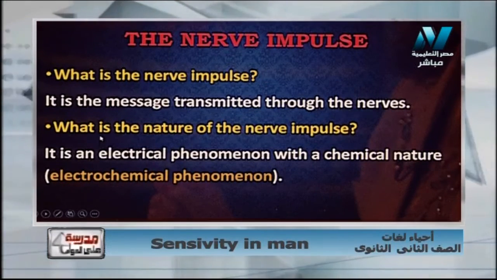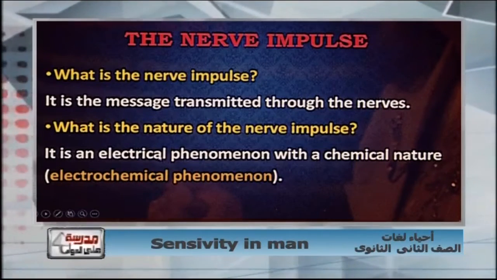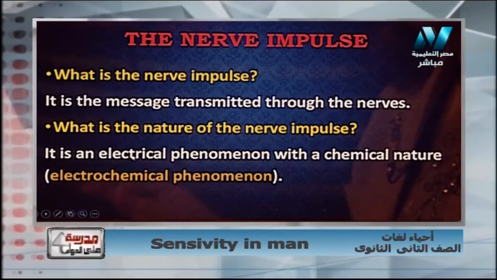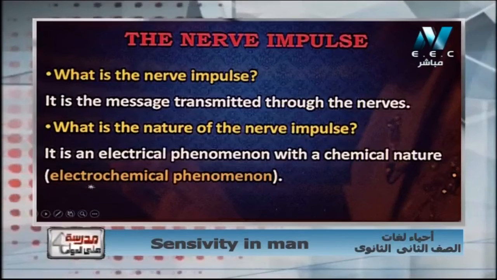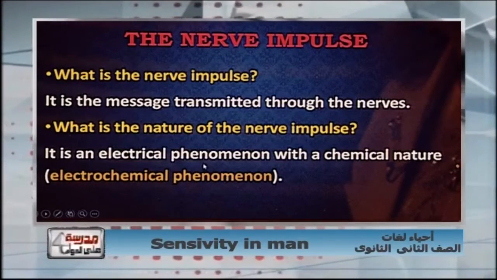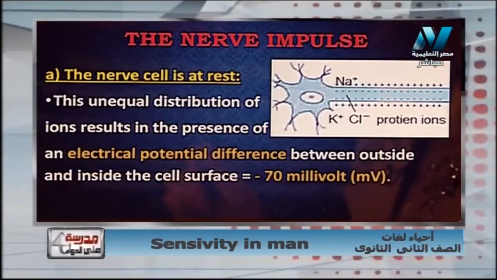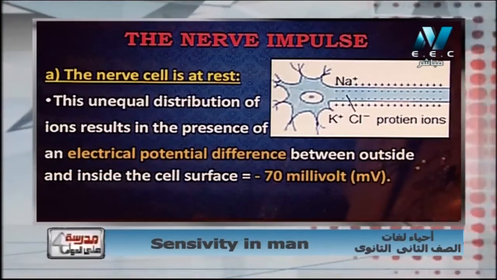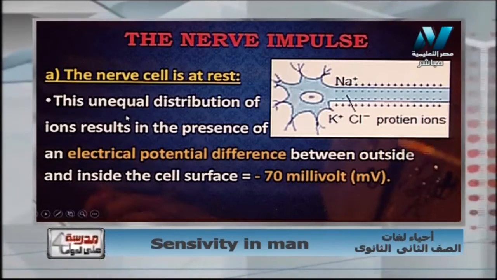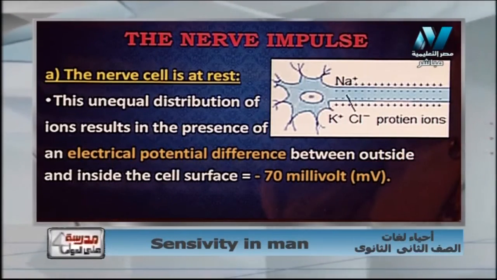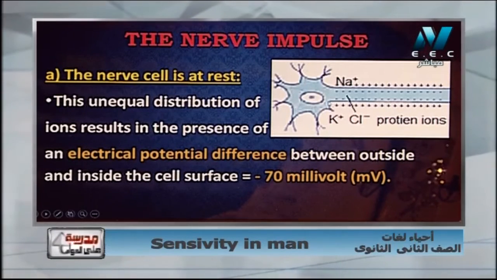And the nature of these nerve impulses is an electrical phenomenon. It is an electrical phenomenon with a chemical nature. So we call it an electrochemical phenomenon. So the nerve impulses are electrochemical phenomena. And now, my dear students, you need to concentrate very well and follow the steps of the transmission of the nerve impulses. And the nerve impulse goes across the nerve fiber or the axon of the nerve.